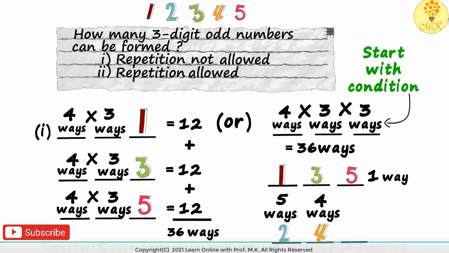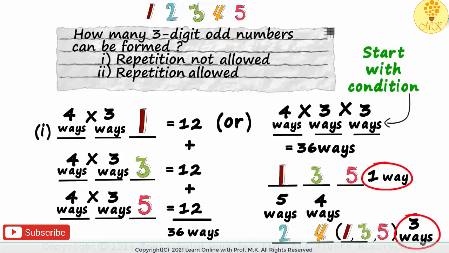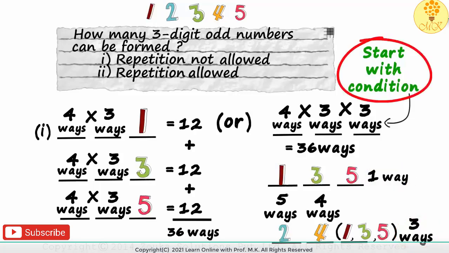Now tell me, in how many ways can we fill the units digit? 1, 3 or 5. All will keep the number odd. In this case, there are 3 ways in which the units digit can be filled. So we end up with conflicting answers if we don't start with the condition. When forming numbers, remember to start with the condition.